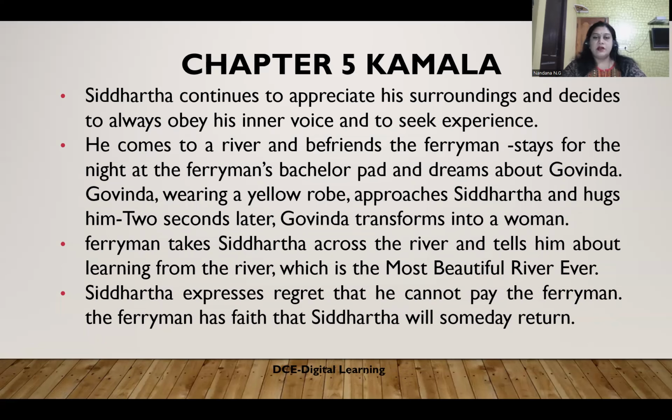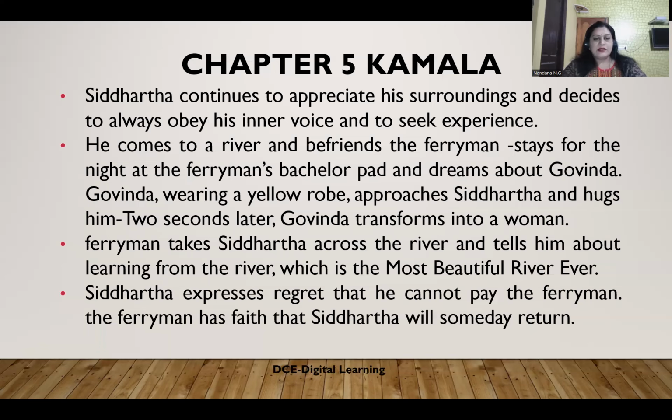He comes to a river. He befriends the ferryman. He stays for the night at the ferryman's bachelor pad and dreams about Govinda. Now, in the dream, Govinda, his friend, appears wearing a yellow robe. He approaches Siddhartha and hugs him. And 2 seconds later, Govinda transforms into a woman. This dream is the first indication that Siddhartha is on the verge of sexual exploration.